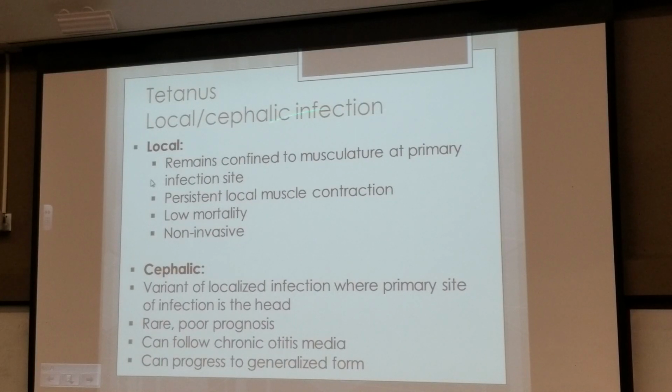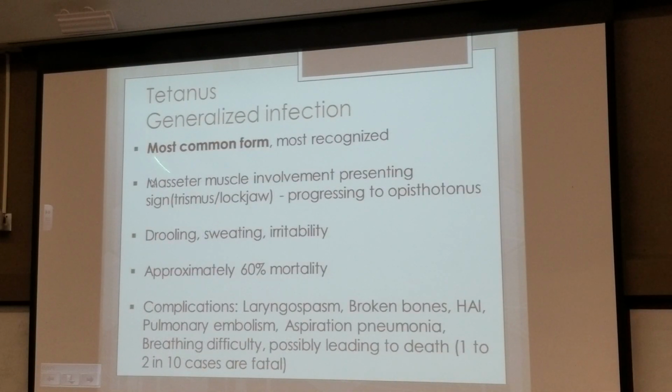Local is going to be cutaneous and restricted to a localized site. Cephalic, remember this is the variant of it that means it's near the actual head, which obviously increases the chances of mortality dramatically. Here, generalized tetanus, most common form, in bold.